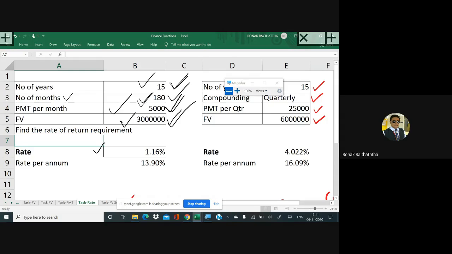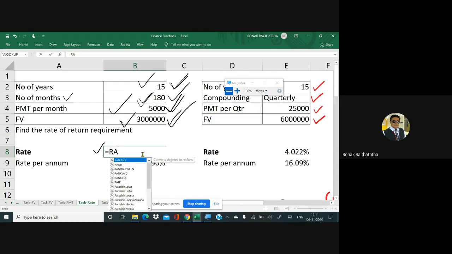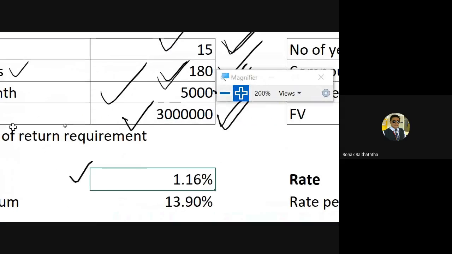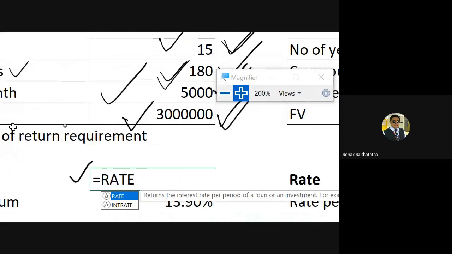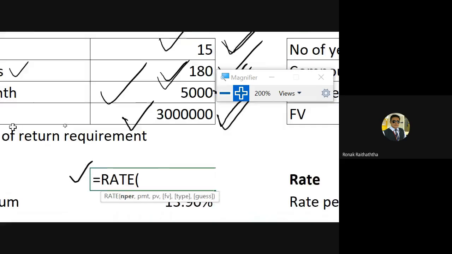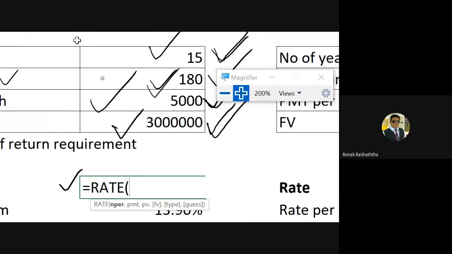So my first task is to find the rate of return which is expected from this investment. So I am using the function of rate for this, equal to RATE, opening the bracket, first argument is number of periods.